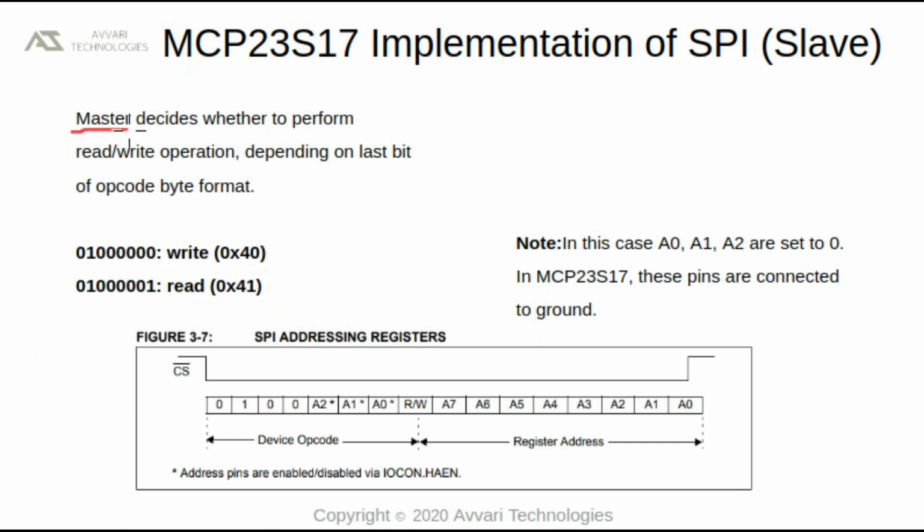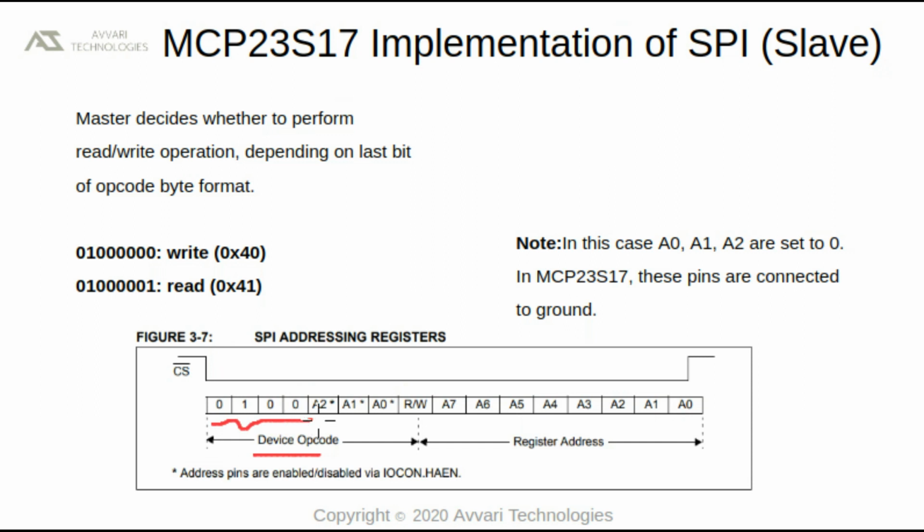Remember, the master decides whether to perform a read or write operation. The entire responsibility is held by the master. The master has complete authority. When you read the datasheet of MCP23S17 and notice the SPI addressing registers, you can see that on making chip select low, data transmission starts. Here we have an opcode of length 8 bits.